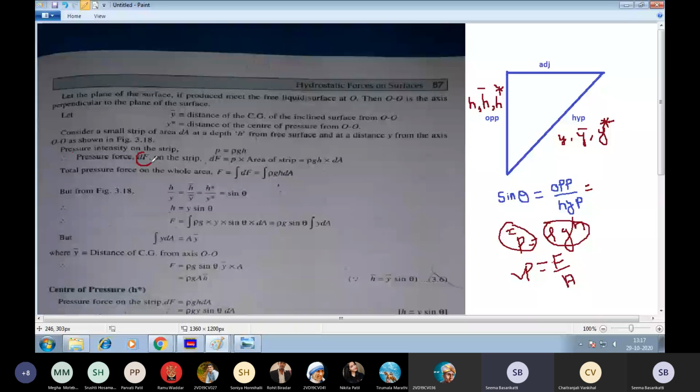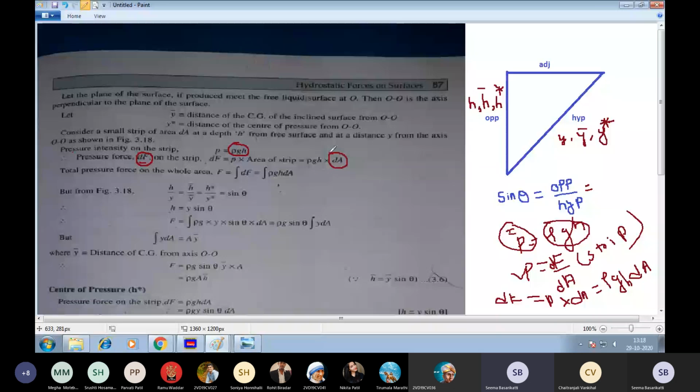So if I take this as dF and this as dA, then the pressure force dF will be equal to P into dA. What was the equation for pressure? It was rho g H, into this dA. So from this ratio, P is equal to dF by dA. Why have I taken it as dF? Because I am considering a strip here. Therefore, P into the area of the strip, where P is rho g H and the area of the strip is dA.